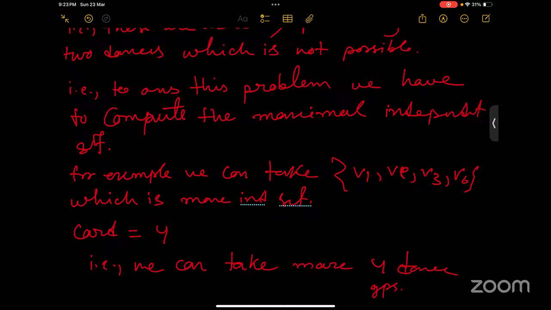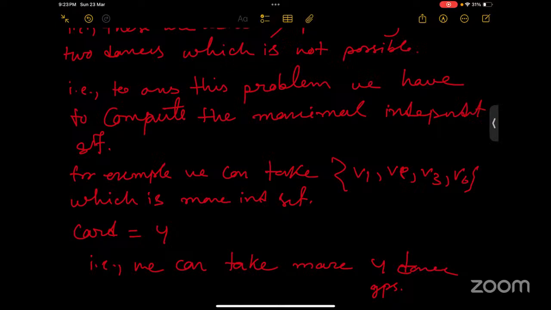How can we compute the maximal independent set? And if I have this type of problem, how can we express it in terms of vertices and edges? Whenever you have to find some maximum number of something, you should think about the independent set, the maximum independent set.